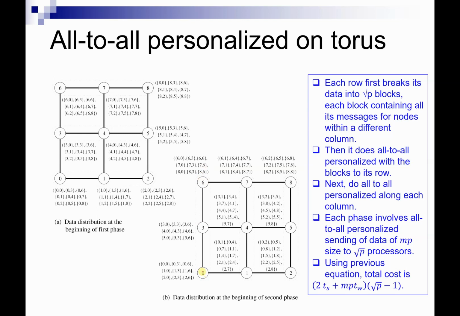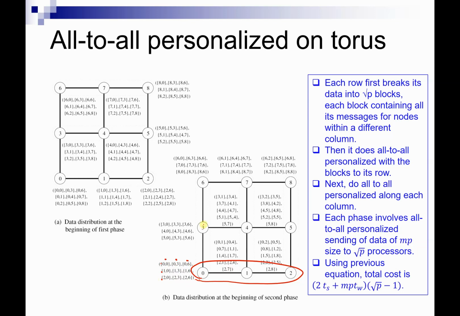So for example, after the first phase, 0 needs to get values that are being sent to the processes 0, 3, and 6. So you see that 0 has gotten all of the values that anybody in its row wants to send to either 0, or 3, or 6. You take the processes on 0's row, which are 0, 1, 2, and all of the messages from 0, 1, or 2 that are destined for 0, 3, or 6. You want 0 to collect all of that data by the end of the first phase.